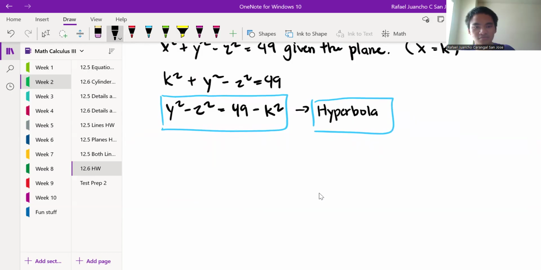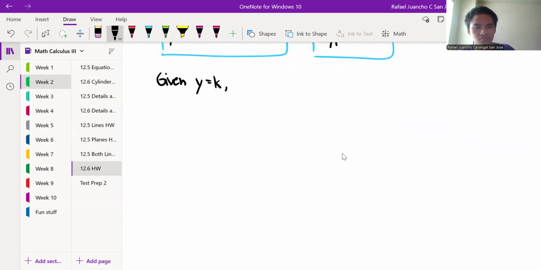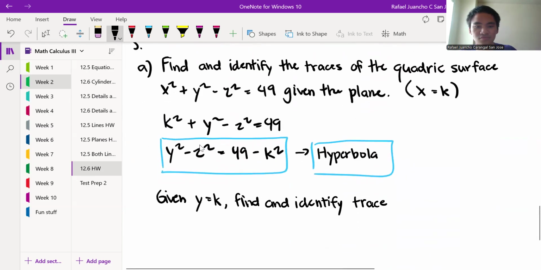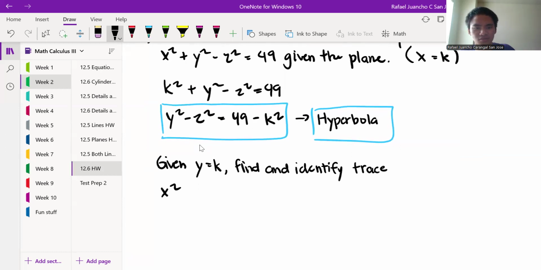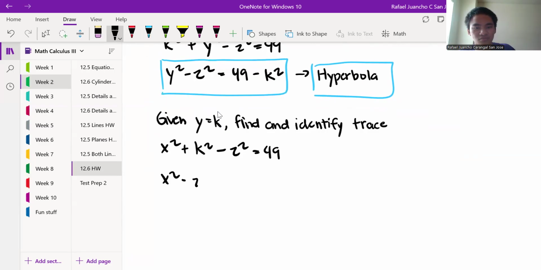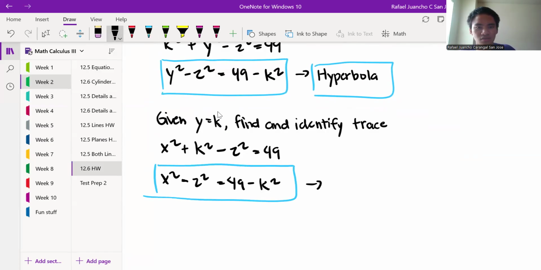Now we have another plane here, which is y is equal to k. Again, we find and identify the trace. We're using the same quadric surface equation. So if y is k, then we just plug in y is k. So x squared plus k squared minus z squared equals 49. And again, we subtract k squared from both sides to put it on the other side. And so this is our trace. Now, what do we notice? Same idea. We have two variables. They're squared, and there's a subtraction. So again, it's a hyperbola. This trace is a hyperbola.